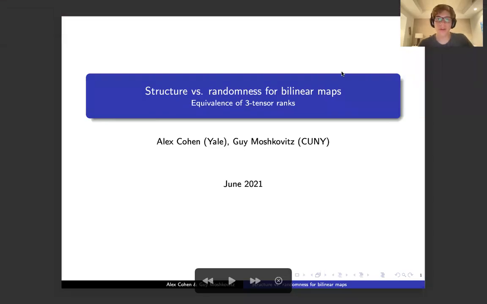Hello, my name is Alex Cohen, and I'm going to be talking about structure versus randomness for bilinear maps, or equivalence of three tensor ranks. This is all joint work with Guy Moshkowitz.